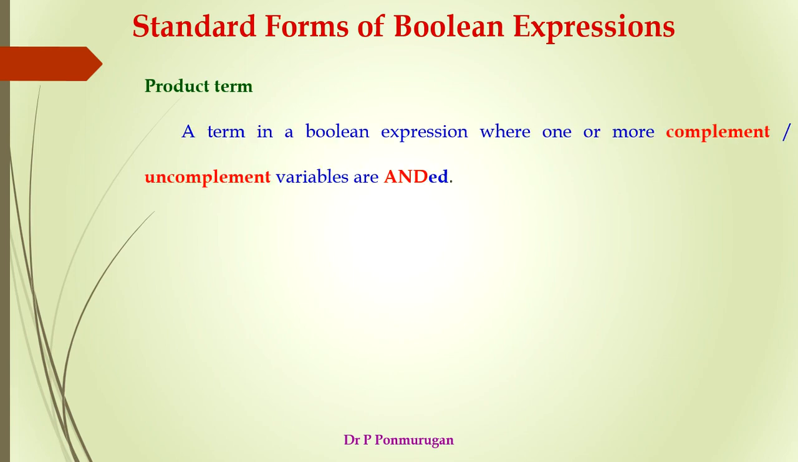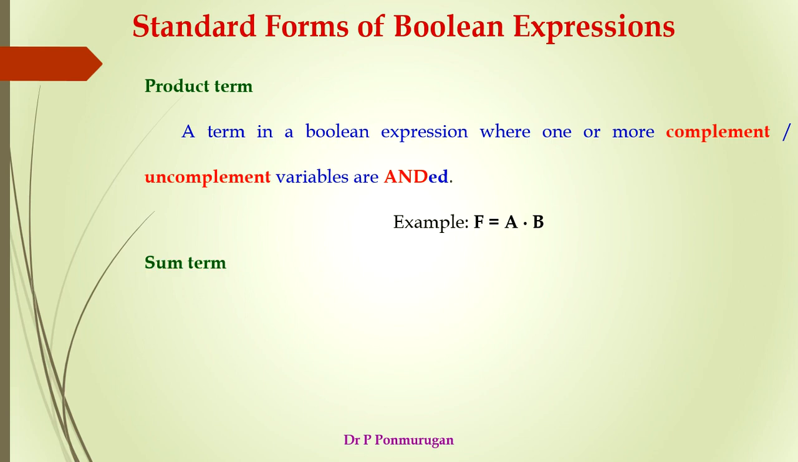So what is a product term? A term in a Boolean expression where one or more complemented or uncomplemented variables are ANDed is said to be a product term. So here f equals a dot b. Here a and b are the two variables, which are expressed by using an AND gate. This is said to be a product term.